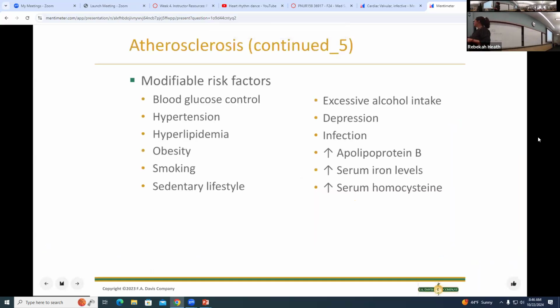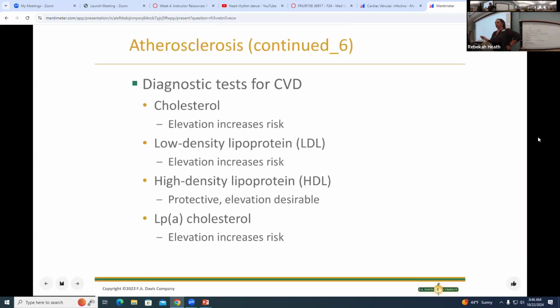One thing on here, did we say smoking on the other page? We did? Okay, yeah, smoking. Smoking is so bad for your heart and your blood vessels. It really can contribute to the blood vessel walls having damage.